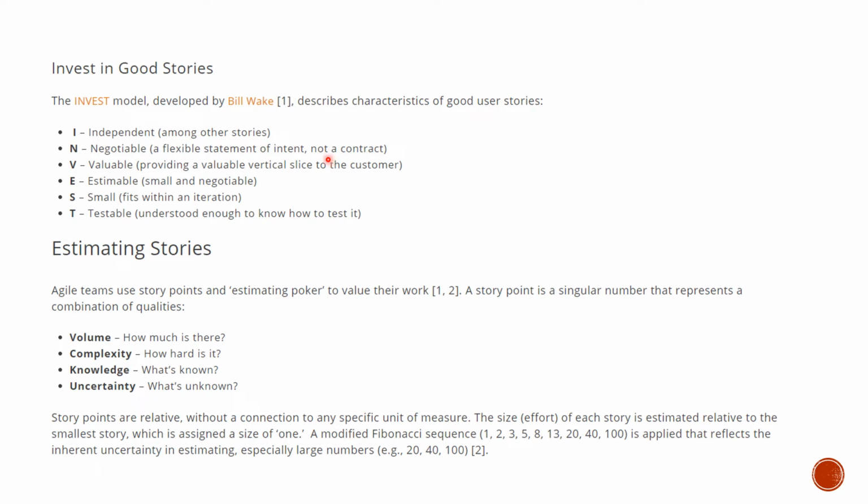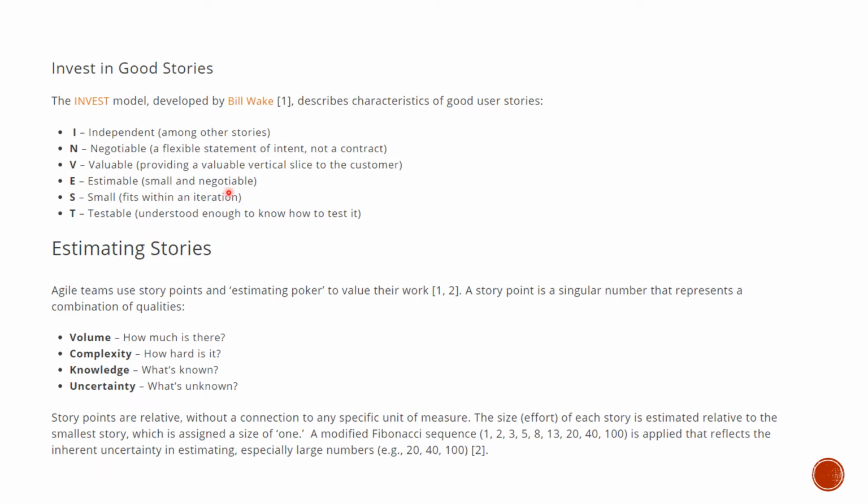It cannot be duplicate, it cannot be dependent, it should be independent by itself. N is negotiable. A flexible statement of intent, not a contract. It is equivalent to the conversation, that is promising a conversation. Something negotiable means it is promising a conversation.